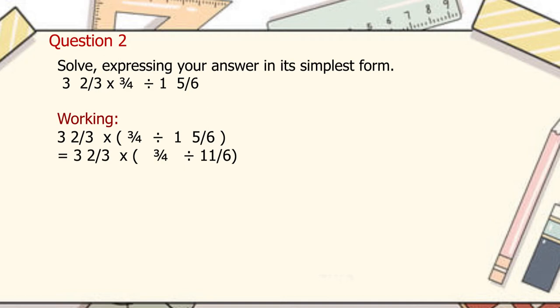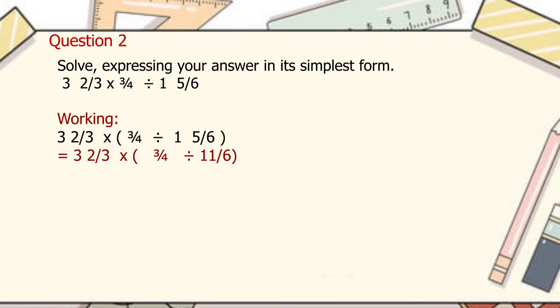When we did division of fractions, remember we said that once there is a mixed number, you change that mixed number to an improper fraction. And you invert the fraction to the right. When 1 5/6 is changed to an improper fraction, it becomes 11/6. So the problem reads now, 3 2/3 multiplied by, open brackets, 3/4 divided by 11/6.